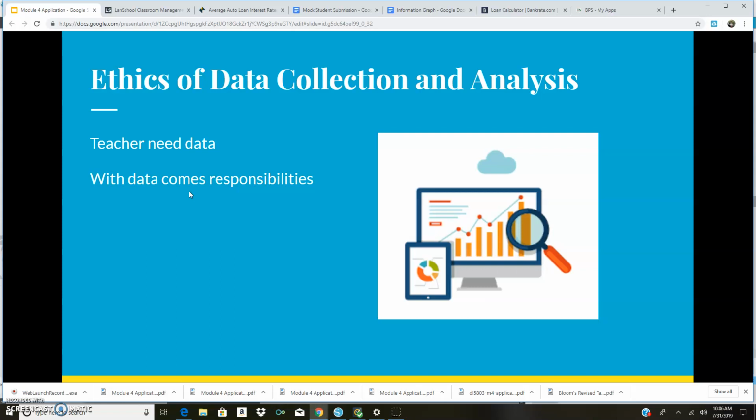Teachers need data. With data, teachers, principals, guidance counselors, everybody has a responsibility to use this data with ethical standards. According to the National Forum on Education Statistics, there are 9 canons of data ethics broken into 3 categories.